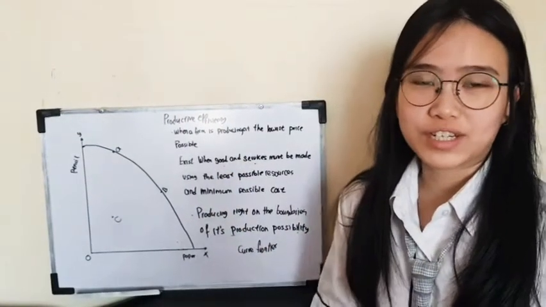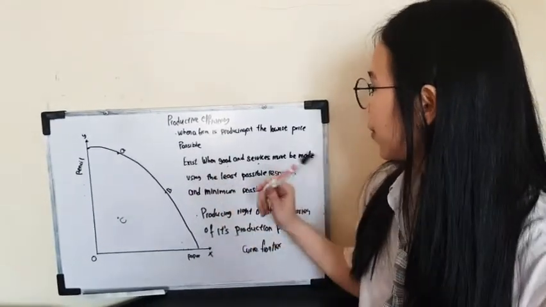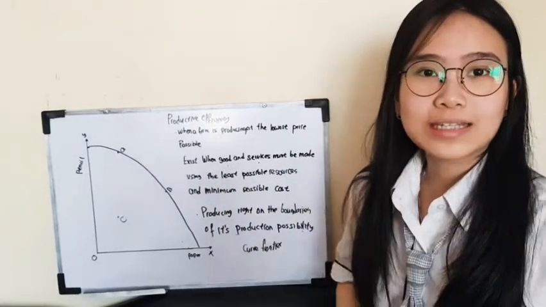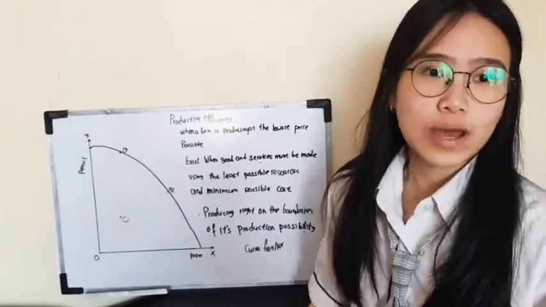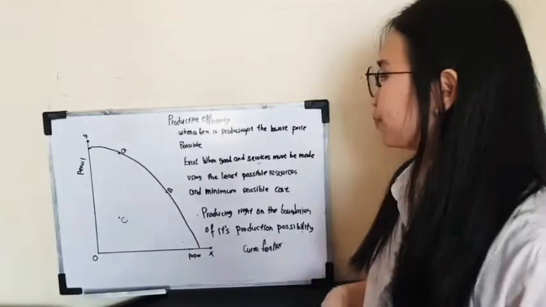What is productive efficiency? Productive efficiency is when a firm is producing at the lowest price possible. This means the firm needs to keep their price as minimum or as low as possible in order to produce an output.